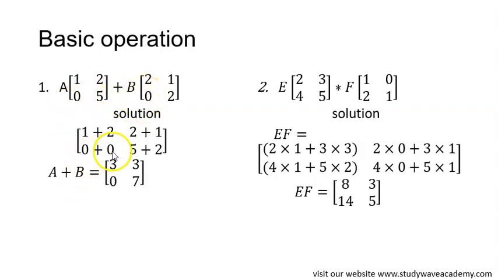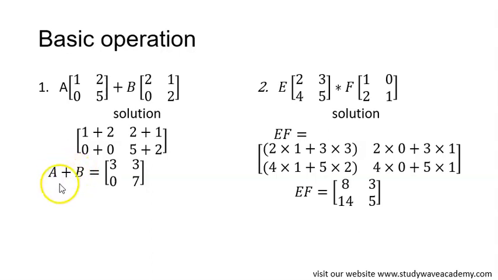So 0 plus 0, then the next number 5 plus 2. When you're done doing that, you add them together. 1 plus 2 is going to give you 3. 2 plus 3 is going to give you 5. 0 plus 0 is going to give you 0. 5 plus 2 is going to give you 7.